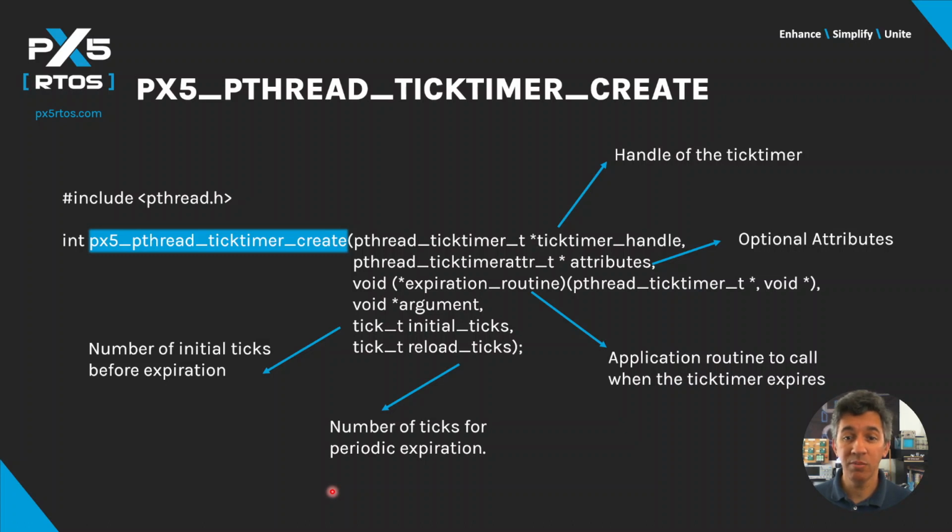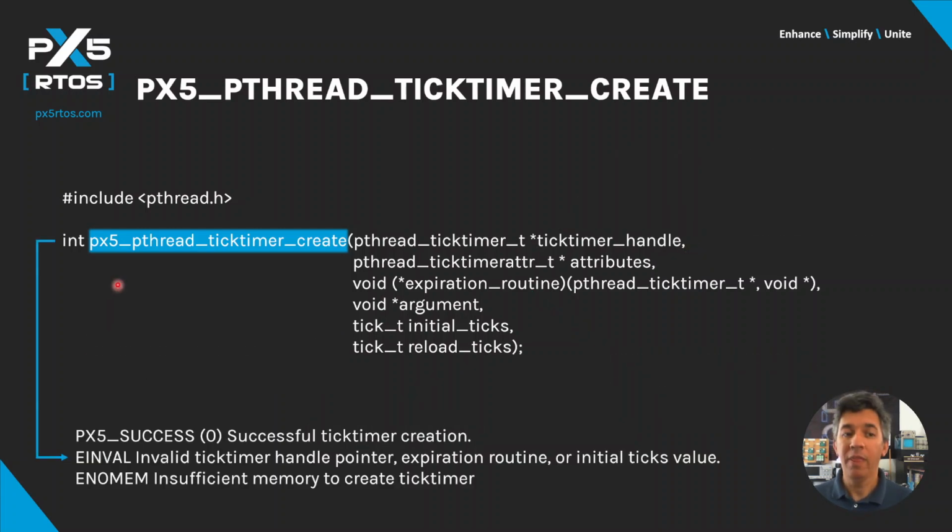Before we can use a ticktimer, we first need to create it. To do that, we call the ticktimer create API, passing first the handle of the ticktimer, then any optional attributes you may want to use, then the number of initial ticks before expiration, and this value must be a non-zero, the application routine to call when this ticktimer expires, and then the number of ticks for periodic expiration. So if this value is 0, this will be a one-shot ticktimer. Then we can check the return for errors.